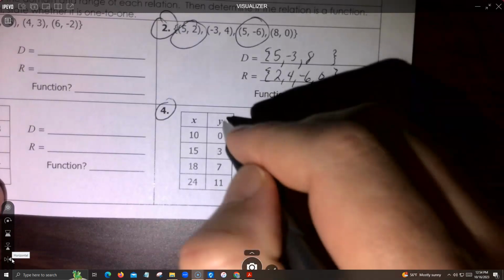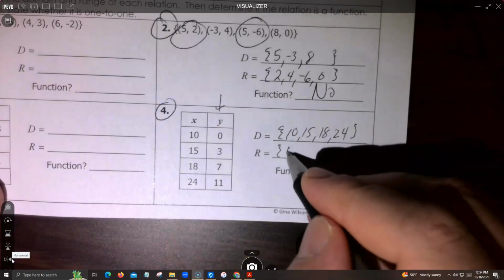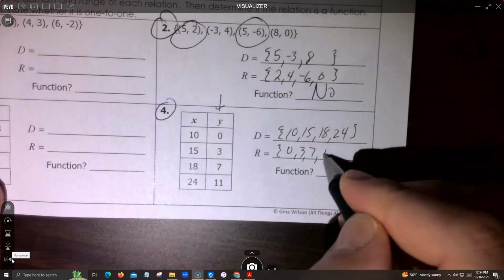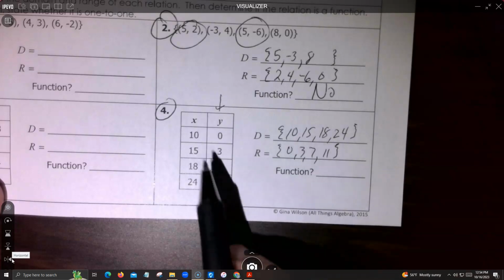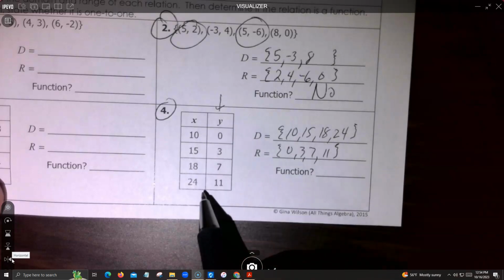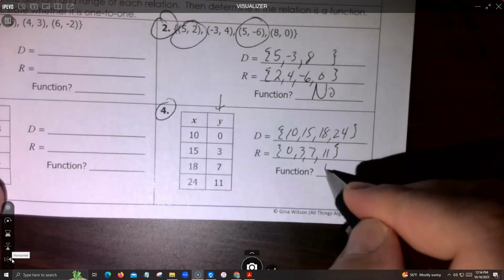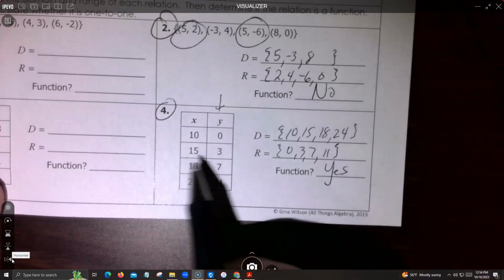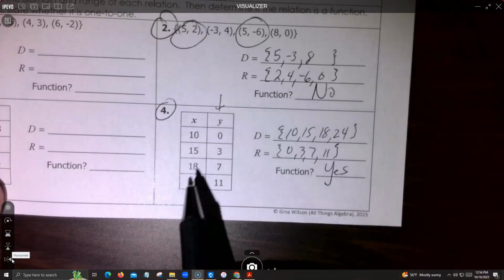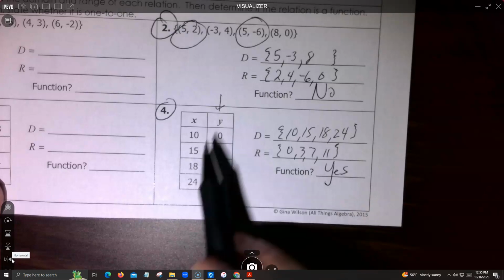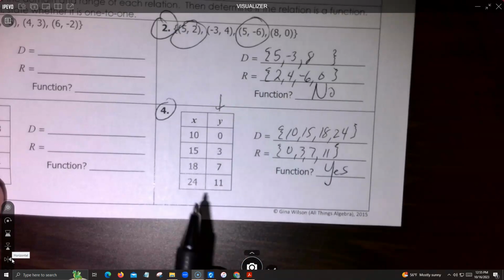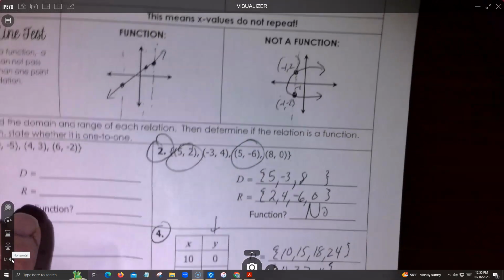The range, again, are all the y values. So 0, 3, 7, 11. First of all, as I wrote these down, I didn't see any repeats, so I already know that yes, this is a function, because I didn't have one value of x going to two different values of y, which is why it would be listed twice. Since every x is listed only one time, I knew that this was definitely a function.